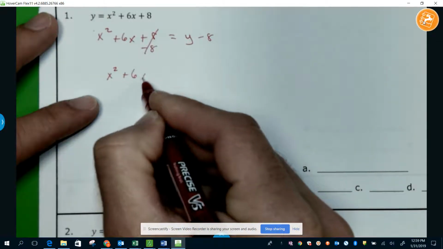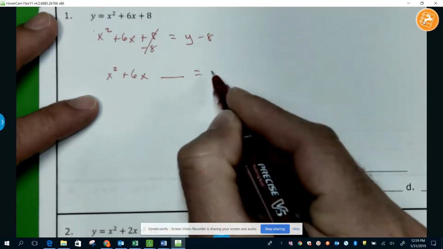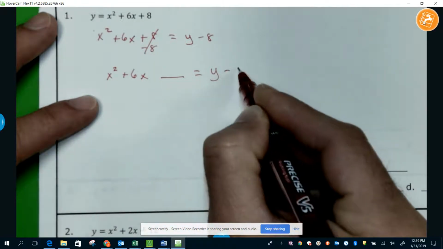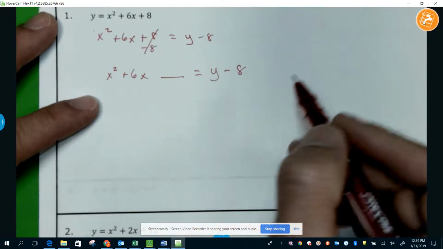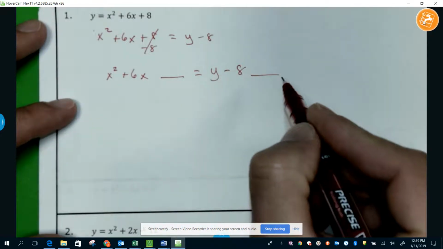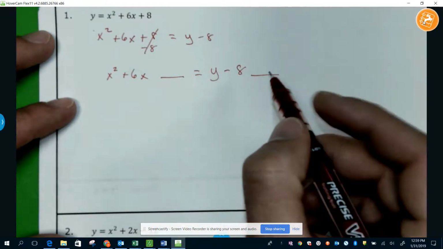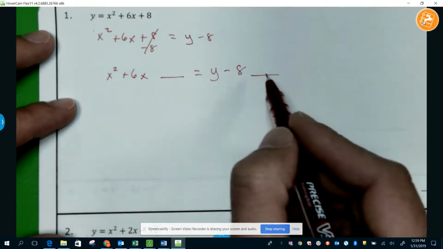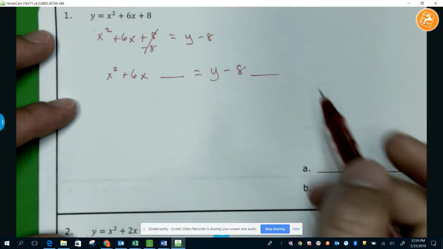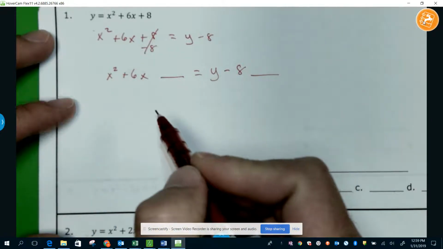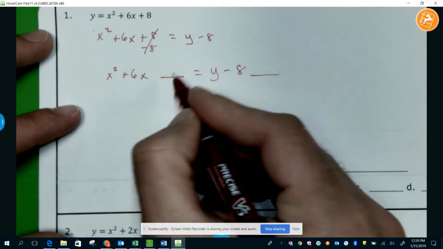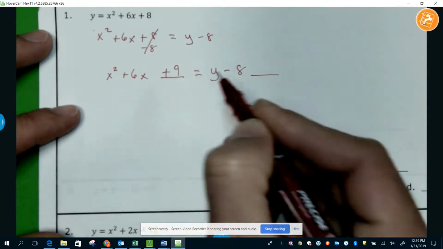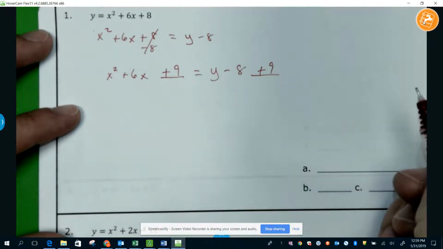So I've got x squared plus 6x. Now I have room for my blank space. I've got y on my right. I subtracted 8 on my right side as well. And again, I need a blank space as well. Just like completing the square, if you've got a blank space on the left, you need a blank space on the right. Now, to fill in the blank, remember there are 2 steps. Take half of 6, which is 3, and then square that, which is positive 9 on both sides.